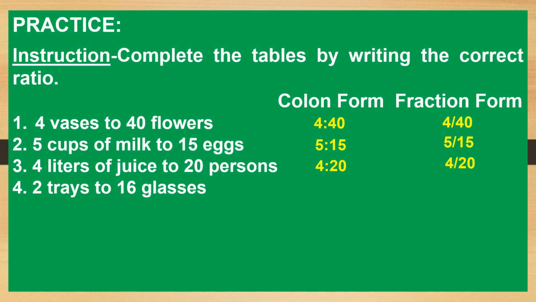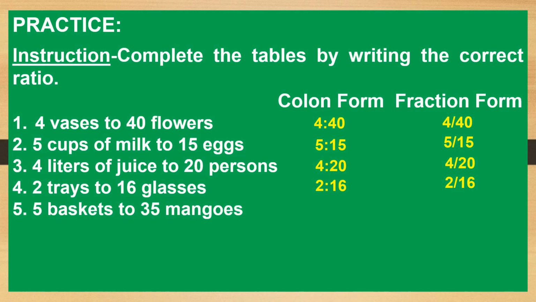Number 4, 2 trays to 16 glasses. Let's see your answer. 2:16 and 2/16. Very good again, children. You can follow me. Let's have number 5. 5 baskets to 35 mangoes. Let's say your column form. 5:35. Fraction form. Let's see your fraction form. 5/35. So you read this as 5 over 35.